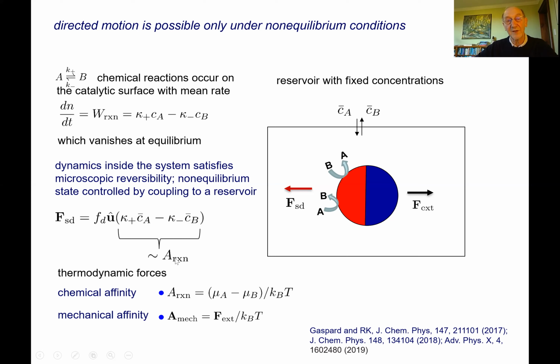And this term is actually proportional to the chemical affinity of the reaction. The chemical affinity is just the difference in the rate coefficients, and here I've divided by kT. So this is the term that's responsible for driving the system out of equilibrium. Because these concentrations are not the equilibrium concentrations, I get a non-zero diffusiophoretic force. It's also possible to subject these motors to an external force, in which case there's a second affinity that comes into play, which is the external force divided by kT.